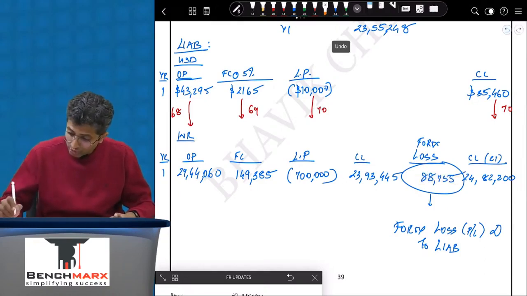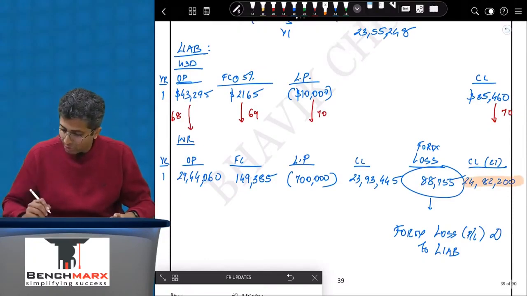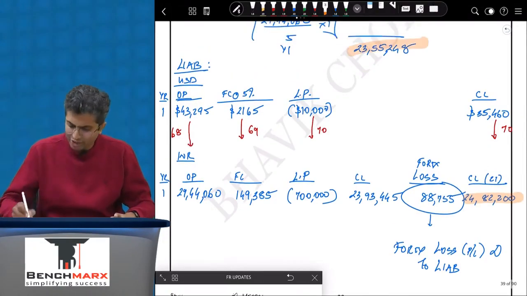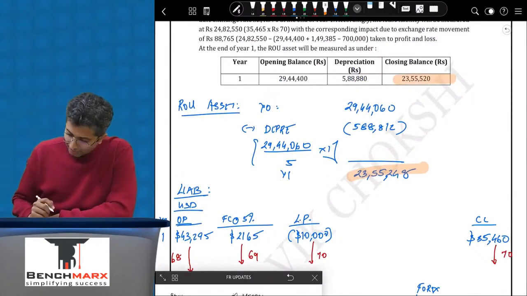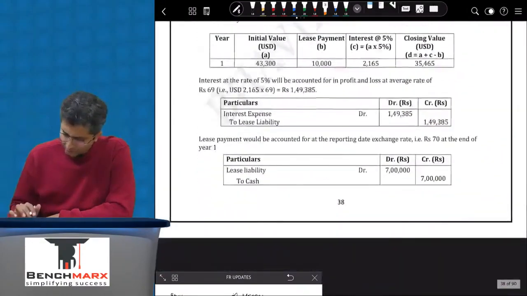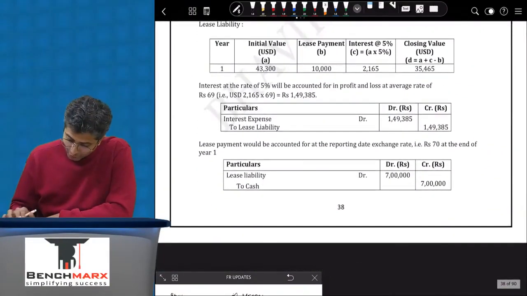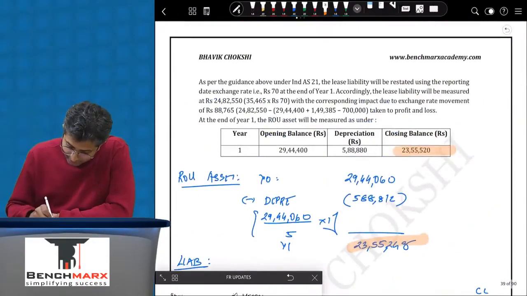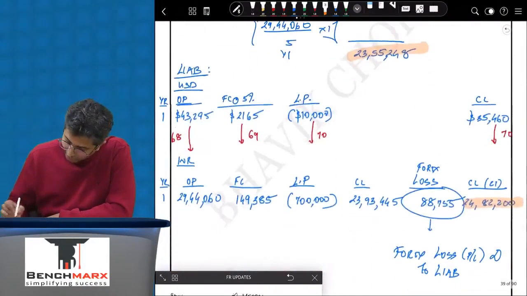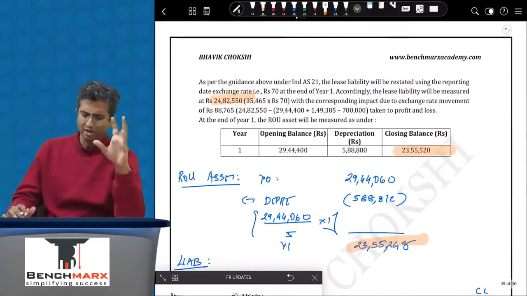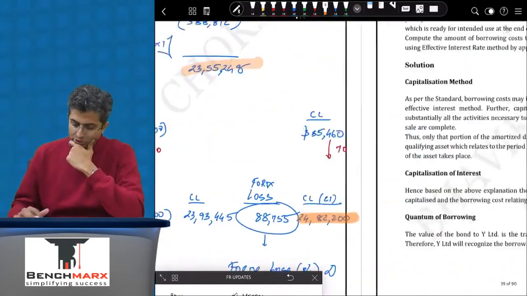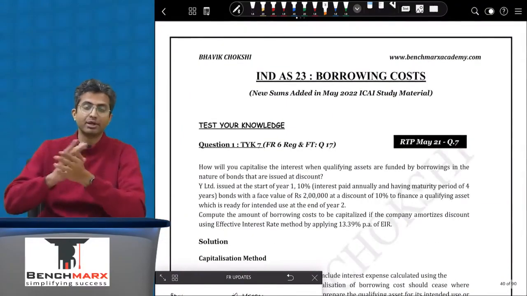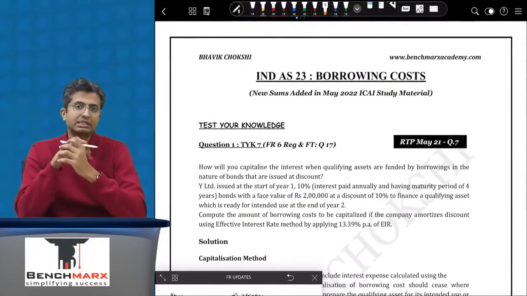So the question asks what will be your closing balance of the liability, which will be 24,82,000, and your ROU asset 23,55,248. Here you go, ROU asset 23,55,248, roughly, a slight degree of approximation, and your lease liability closing, if you go to see, will be 24,82,550, 24,82,200, approximately the same. Okay, so you can use this method to solve as well. So that takes care of question number 2, lease question.